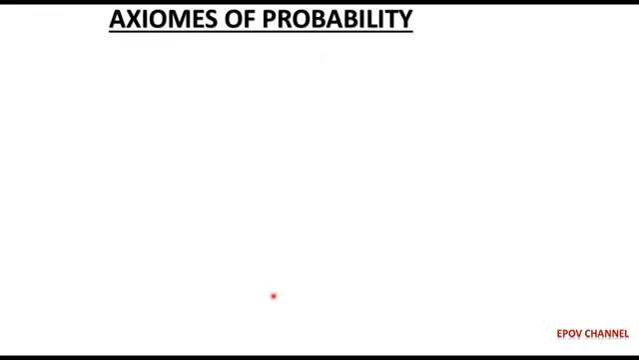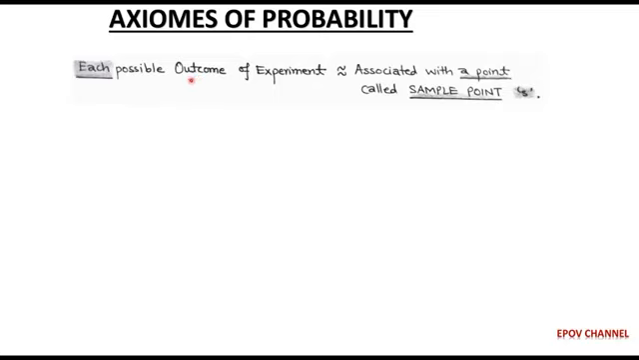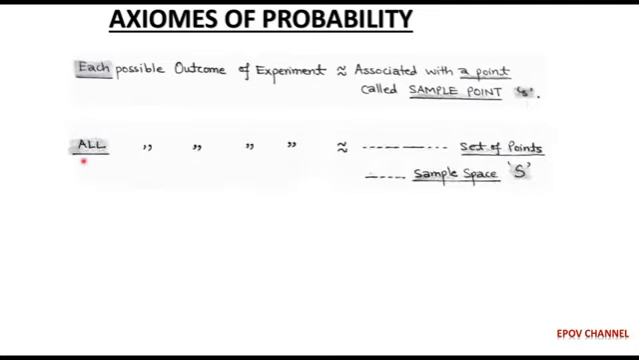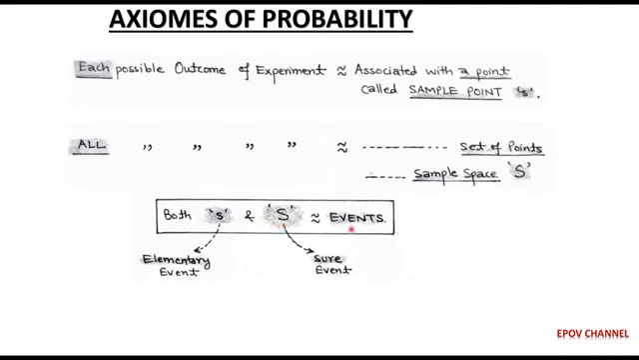Now, after discussing the concept of relative frequency to determine the probability, we move to the axioms of probability. Axioms means rules or principles. So first, in every experiment, each possible outcome must be associated with a point, and this point is called a sample point, and it is denoted by small s. And the collection of all the sample points is called the sample space, and it is denoted by capital S. So here both sample point and sample space are called events.